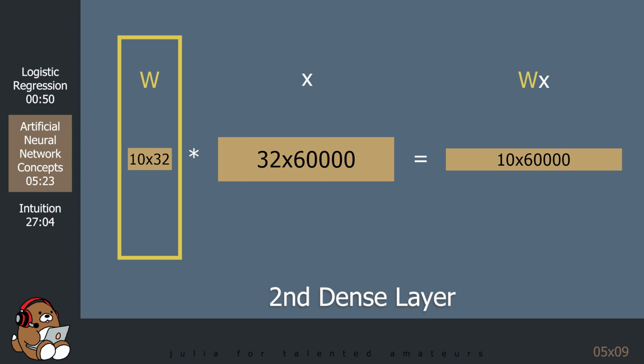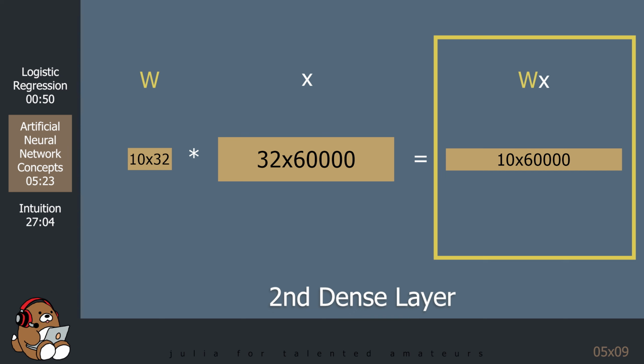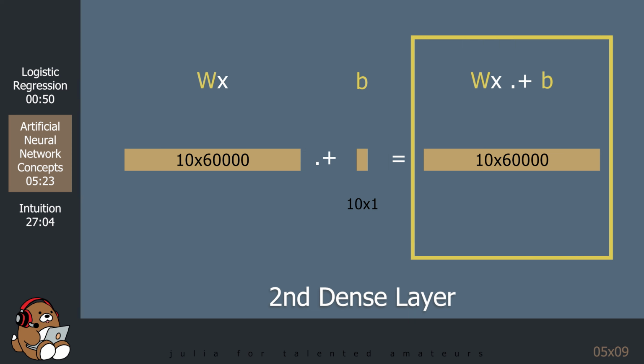The weights for the second dense layer for column 2 and column 3 are contained in a matrix with 10 rows and 32 columns. We just calculated the new X, which is a 32 by 60,000 matrix. So W times X is a matrix with 10 rows and 60,000 columns. The biases for the second dense layer are contained in a column vector with 10 rows. Again, we use broadcasting to add this column vector to each column in the W times X matrix. So the result is the same 10 by 60,000 matrix.